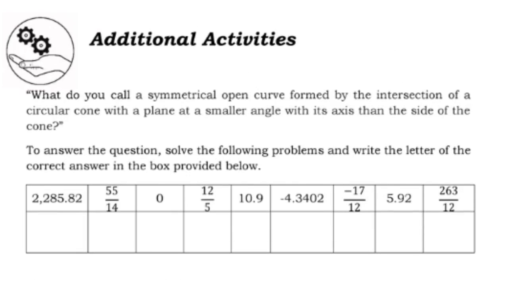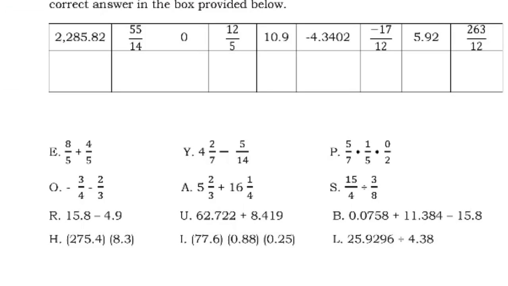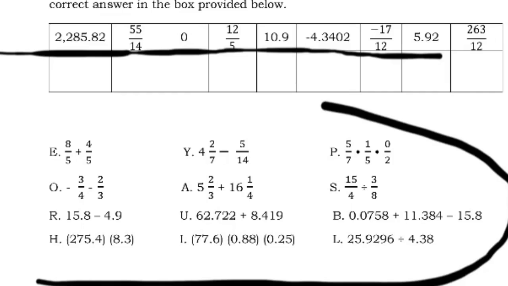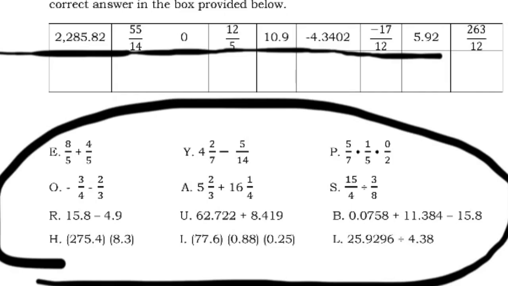Then additional activities. So for additional activities, you have there a question. Then you're going to answer that one by solving the following problems and write the letters of the correct answer in the box provided below. So in here, the answers are above, this one. Then from the problems, we're going to solve these problems here. And if it satisfies the answer above, then you're going to write your answer inside the box or boxes.